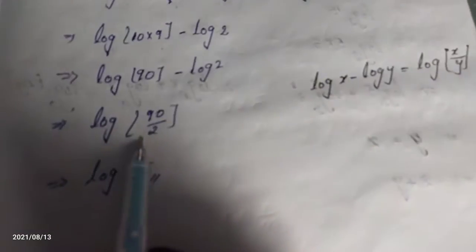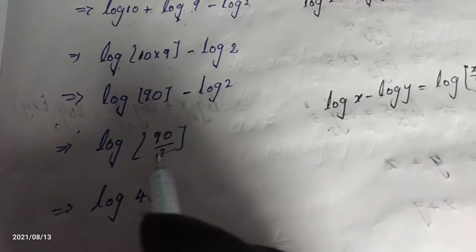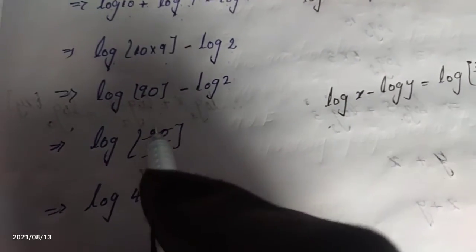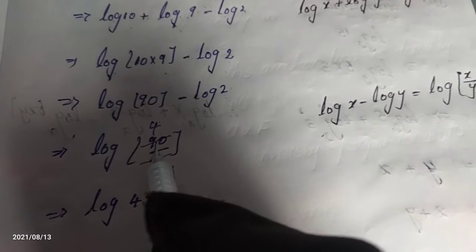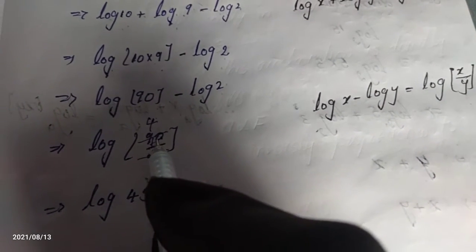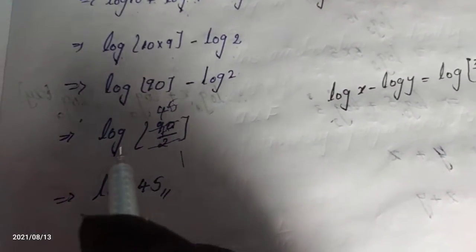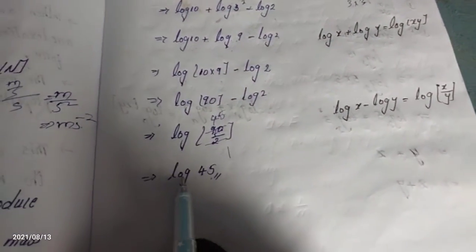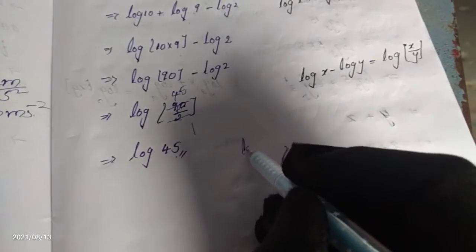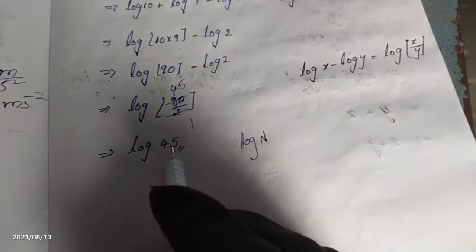Up to that clear? Okay, log 90 by 2, we have to cancel it. 2 ones are 2, 2 4s are 8. How much is left here? 1. If you put it, 0 becomes 10, since 2 5s are 10. What is our answer? 45. Log 45. This is your answer. We are converting it as a single log n.